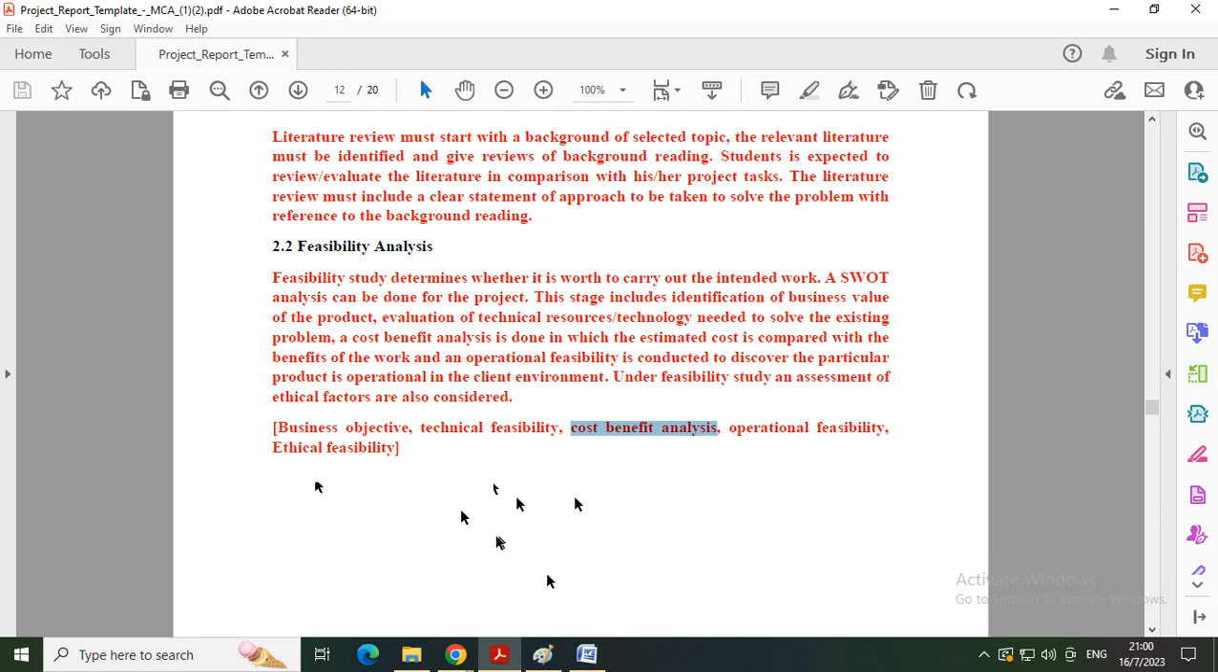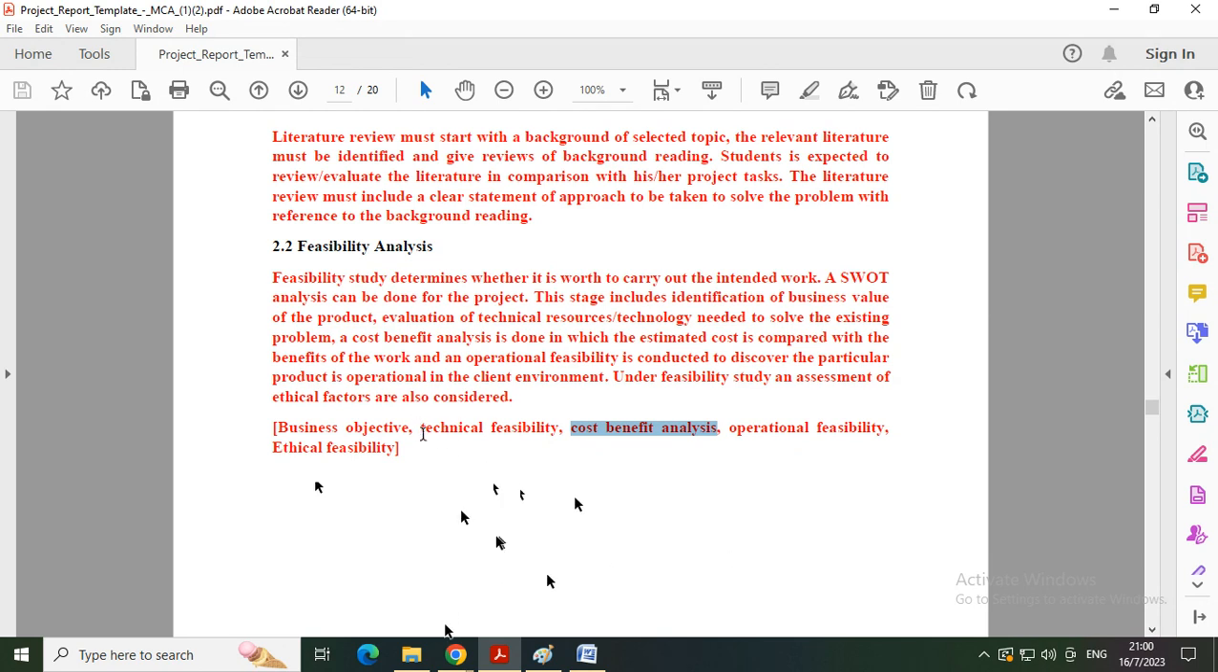Now the feasibility will be negative if you have multiple branches of your college. If you are trying to build such kind of application which will basically run locally, that time we will have this issue. That time feasibility will be a negative part, but in your case technical feasibility is on the positive side.